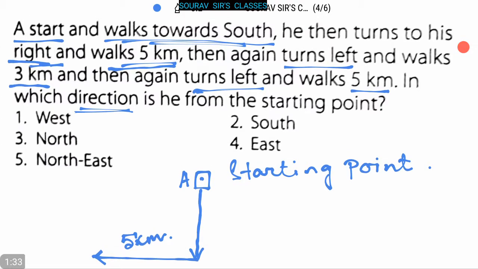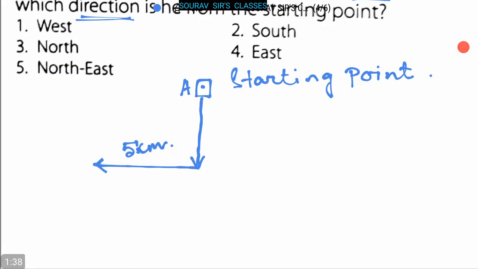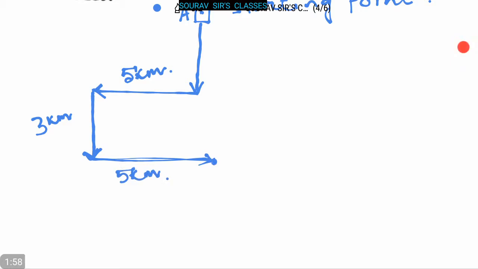Now again he turns left and walks for 3 kilometers. So from this point he turned left and walked for 3 kilometers. And from this point again he took left and walked for 5 kilometers. This is again 5 kilometers. Now let's give a name here, P, and this is the end point.